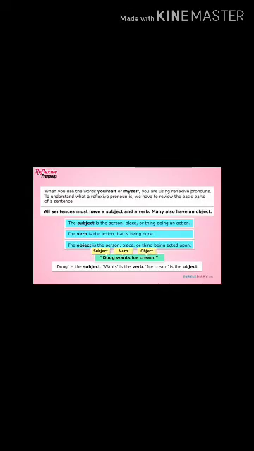So myself is a reflexive pronoun. Here you can see the definition even. Now here are some examples. From these examples you will be able to understand what a reflexive pronoun is. Okay, reflexive means reflect something. So here you can see there is a picture that you can hear yourself when you are talking. So here yourself is a reflexive pronoun.